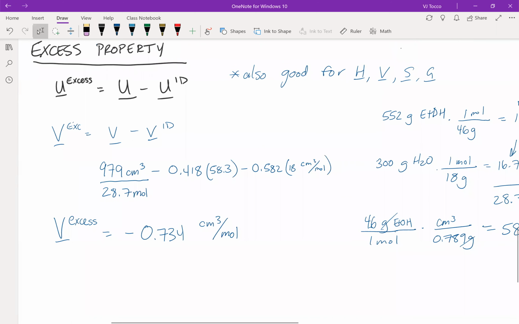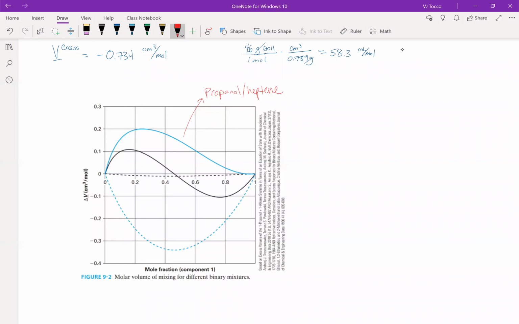I'll also tell you that not all mixtures have a negative excess molar volume. Sometimes the molar volume will be positive. In these cases, it can be useful to look up a plot of excess volume as a function of composition, if one exists. If it's a binary mixture, there's a chance that it exists. Here is an example of one such plot that I took from my other textbook, the Visco and Dahm textbook. This is a plot of molar volume of mixing, which is very subtly different, and I'll talk about that in a second, for 4 different mixtures.